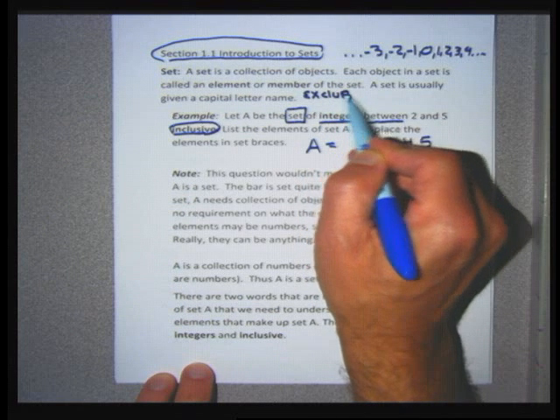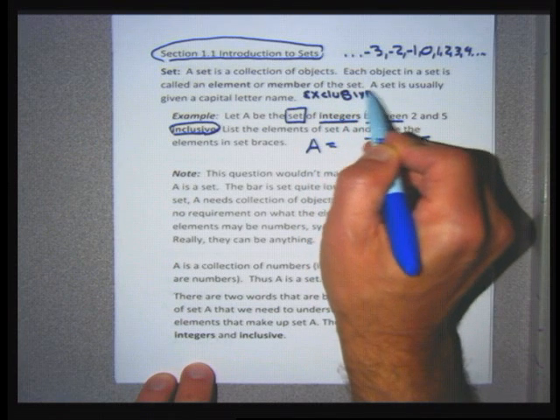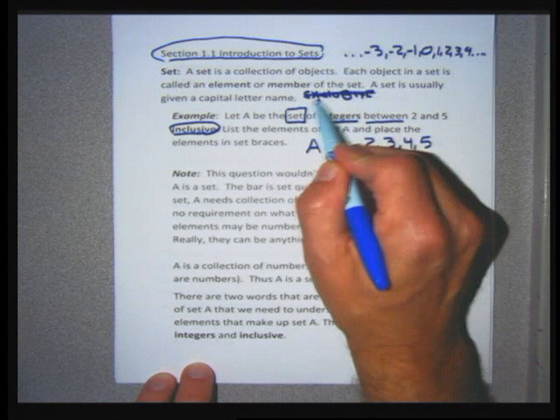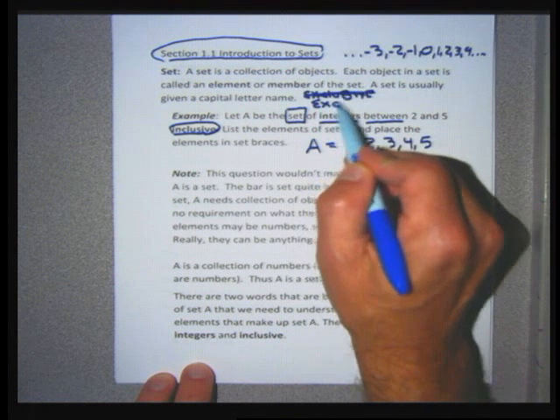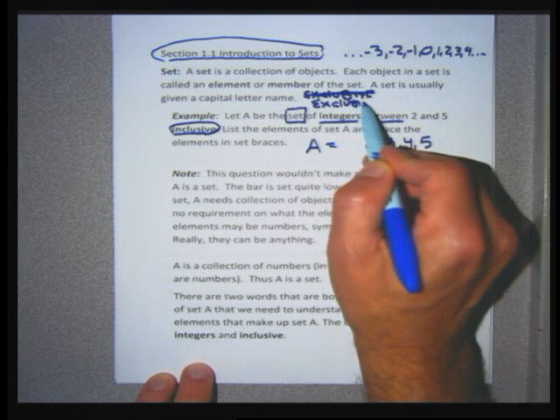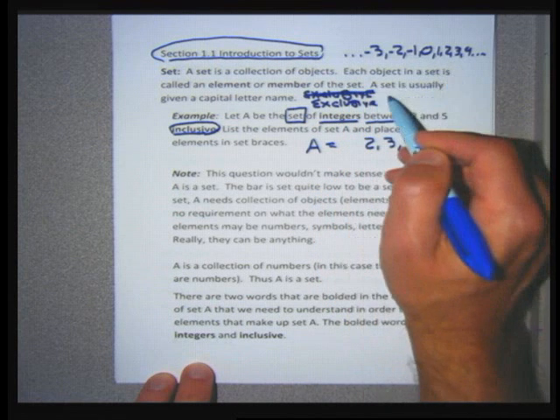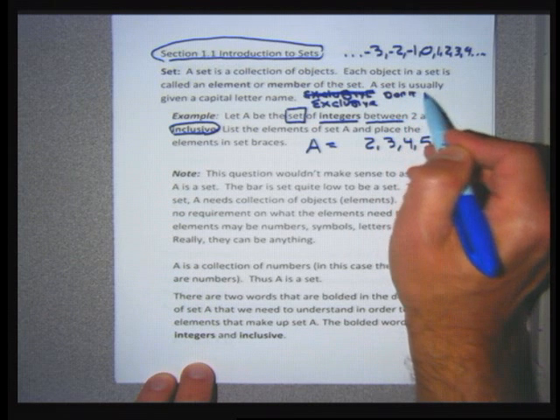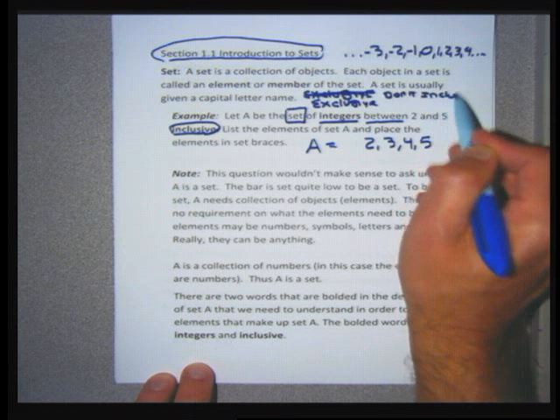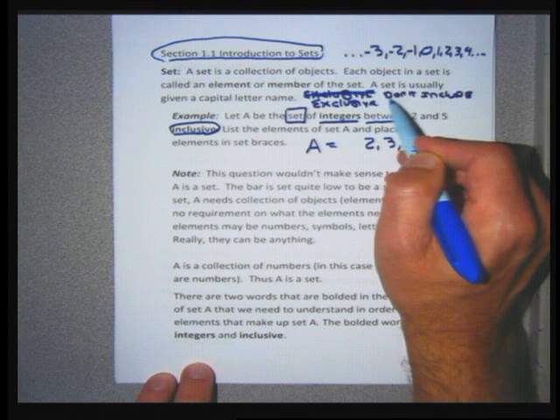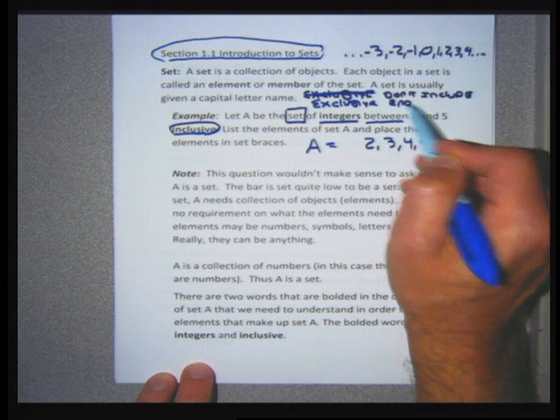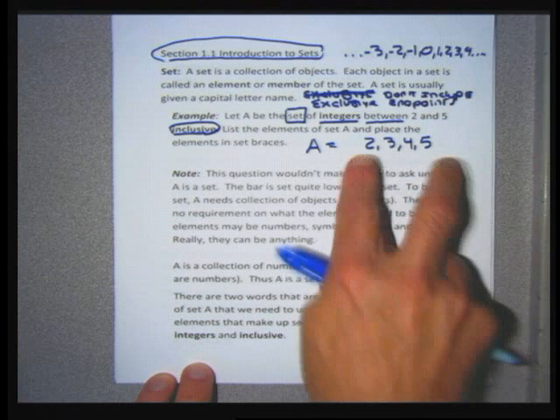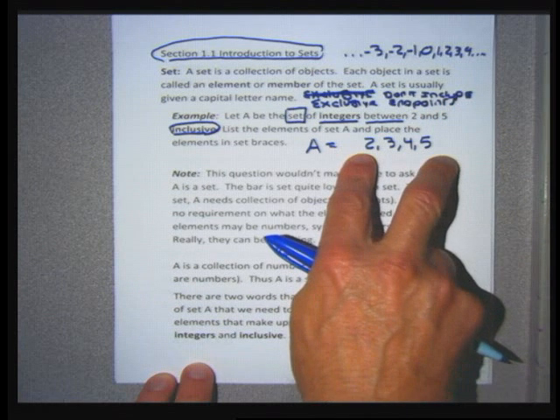So exclusive, that doesn't even look like exclusive. Exclusive means you don't include the first and the last number mentioned. I'll say don't include endpoints, just to save some room here. So these are the integers between 2 and 5, including the 2 and the 5.